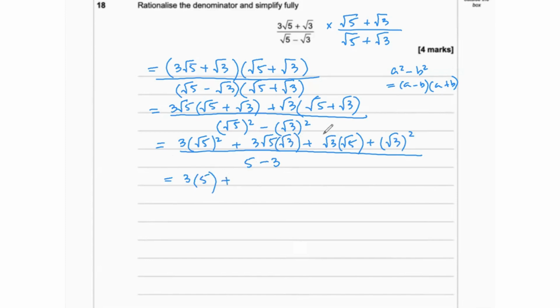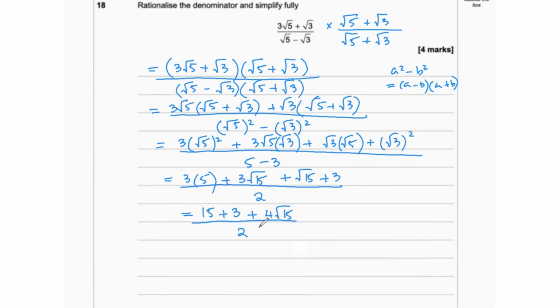Plus 3 root 5 times root 3 is going to be 3 root 15, because when you're multiplying surds, you just multiply the numbers inside the surds to each other. 3 remains outside as it is. Again, root 15. And then 3. 5 minus 3 is 2. This is 15 plus 3. 3 root 15 plus 1 root 15 is 4 root 15.